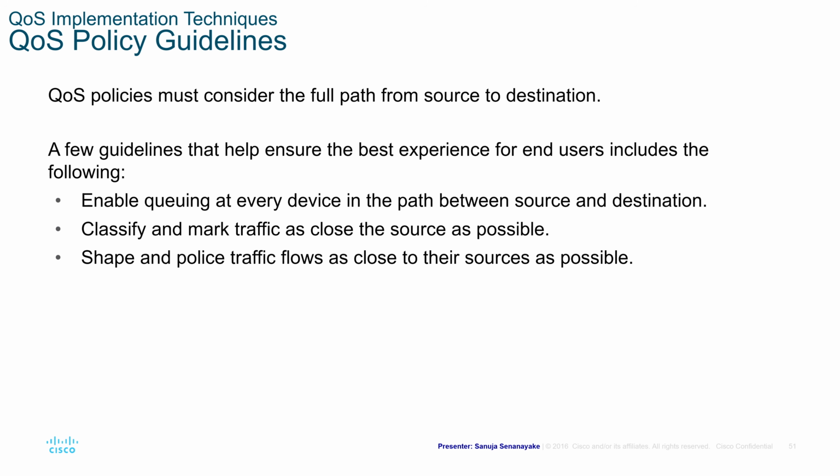Classify and mark traffic as close to the source as possible, so that it is very efficient in how it will be classified. Shape and police traffic flows as close to the source as possible. So traffic shaping and policing should also be done as close to the source as possible. These are the best guidelines for applying QoS policies.